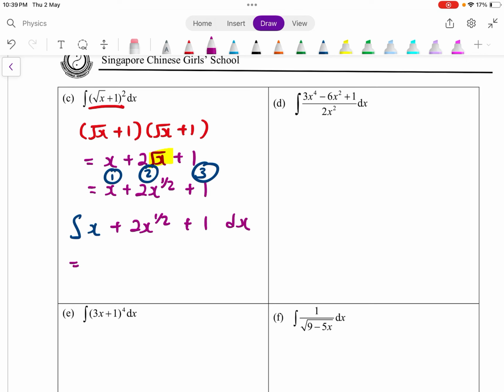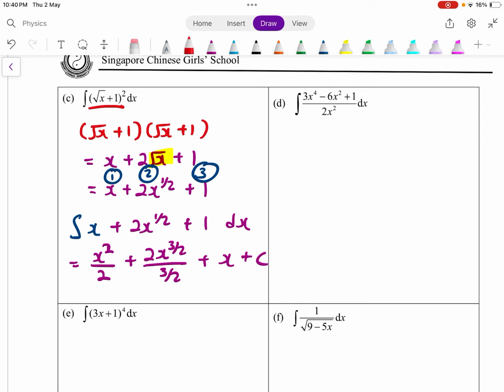So the first is integrate x, right? It's x to the power of 1, so it becomes x to the power of 2, because 1 plus 1, divided by 2. The second one, 2 just put aside, meaning you'll get 2 times x to the power of 3 over 2, divided by 3 over 2. The last one, integrate 1, it's just x. Of course, don't forget to add a c.